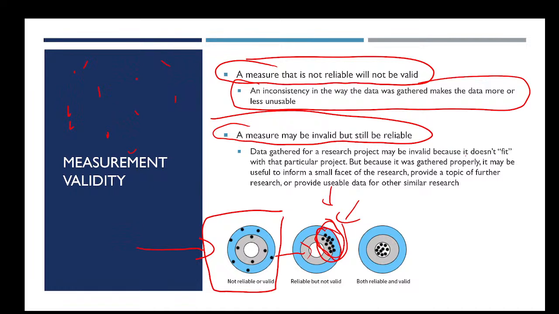Data gathered for the project might be invalid because it doesn't fit with the particular project. You end up asking about the wrong things. But because it was gathered properly, it might be useful information to inform a small facet of the research, or some other research that you want to do. So there might still be usefulness to it. It's just not useful for answering the question you're hoping to ask.